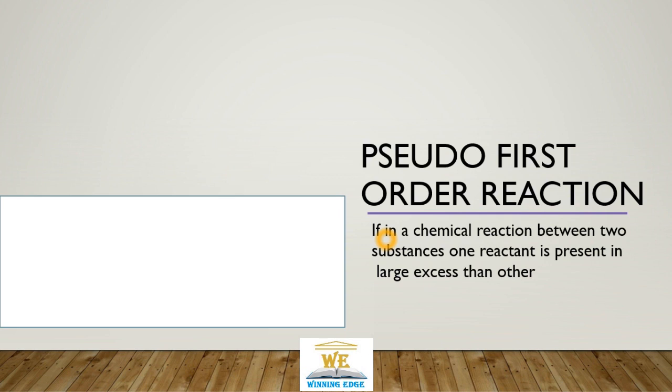But in the actual chemical reaction, one of the components doesn't affect the rate of reaction. Like if in a chemical reaction between two substances, one reactant is present in such a large quantity compared to the other, that reaction is purely depending on the presence of one reactant only.